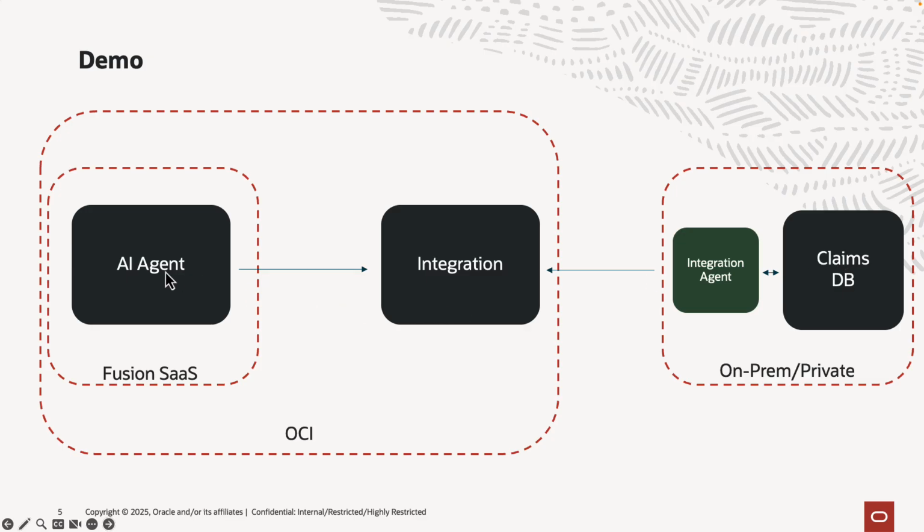A user or an employee here inside of Fusion is trying to ask for the list of claims that were made this year. And when the agent gets that question, it's going to invoke an integration call. The integration is then going to go and look up the claims database and return a list of claims that were made this year for that user.